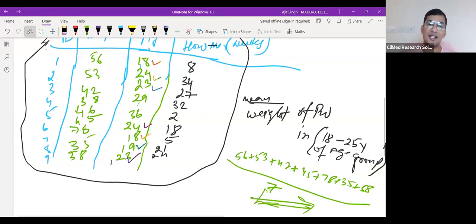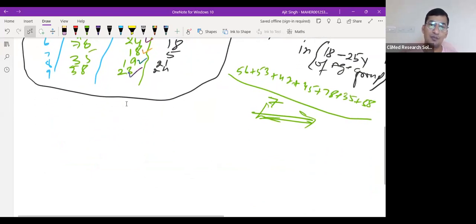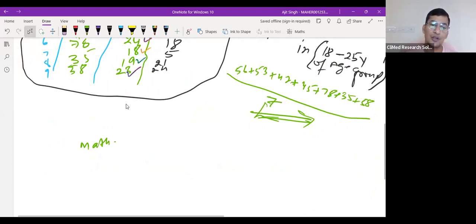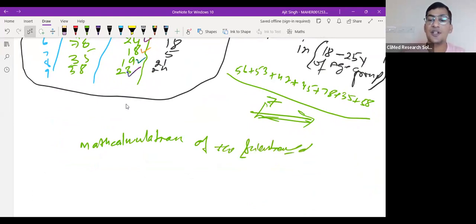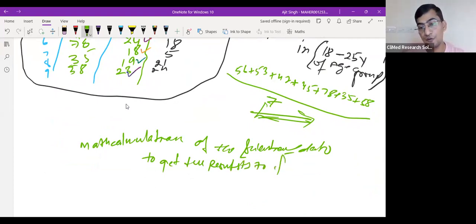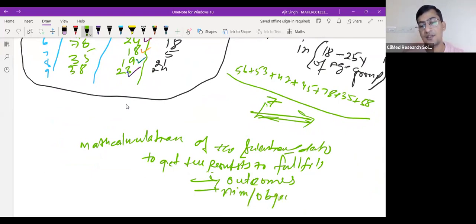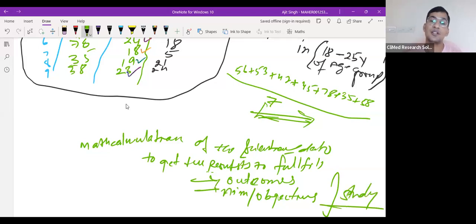So statistics is nothing but simply mathematical calculation of the scientific data, to get the results that fulfill the outcomes, aim, or objectives of any study. This is called statistics.